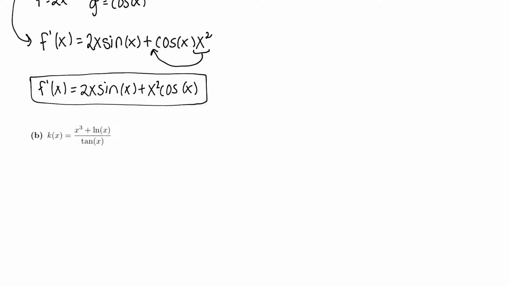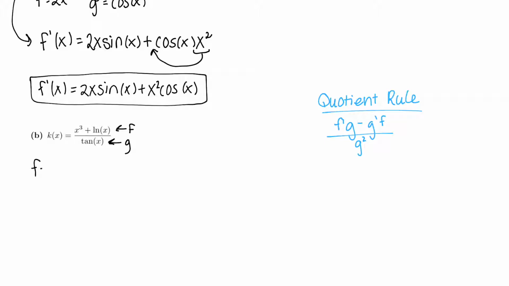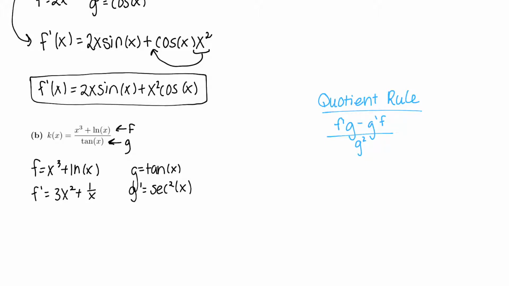All right, let's go ahead and talk about it. So top function f, bottom function g. Once again, quotient rule: f prime g minus g prime f over g squared. So f is x cubed plus ln x. f prime is 3x squared plus 1 over x. g is tangent x. And the derivative of tangent x we found to be secant squared x.